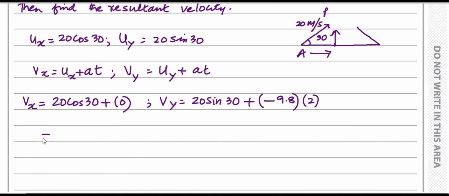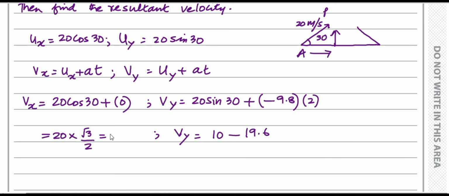So that is equal to 20 times cos 30, which is root 3 over 2, and Vy is equal to, sin 30 is half, therefore this is 10 minus 19.6.